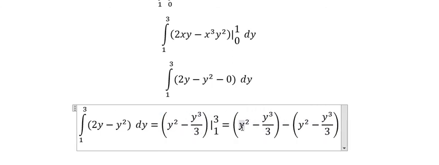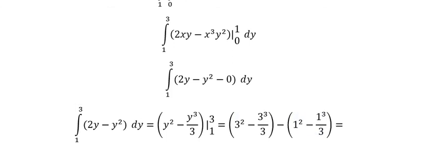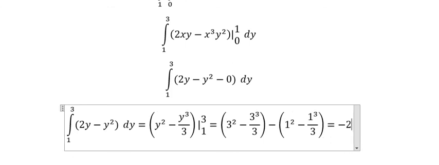So we put 3 in here, 1 in here, and we got the final answer. That's negative 2 over 3.